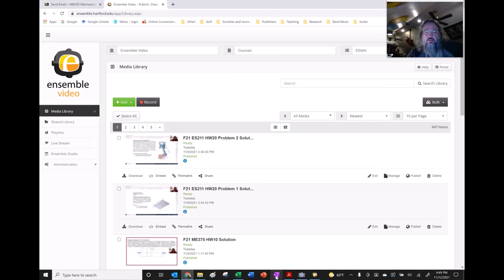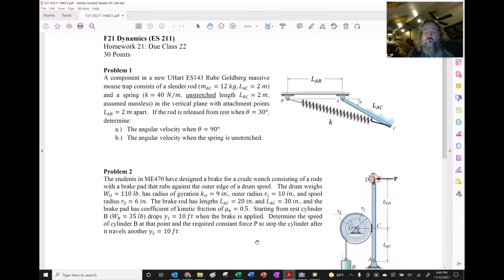So let's get another problem done. All right, so this is homework 21, and this is problem 1. We have this doohickey here, a Rube Goldberg massive mousetrap. It is very massive because it's 2 meters long. Wow, that's crazy. It's more like a garage door than a mousetrap. But anyway, we're going to kill a big rat.